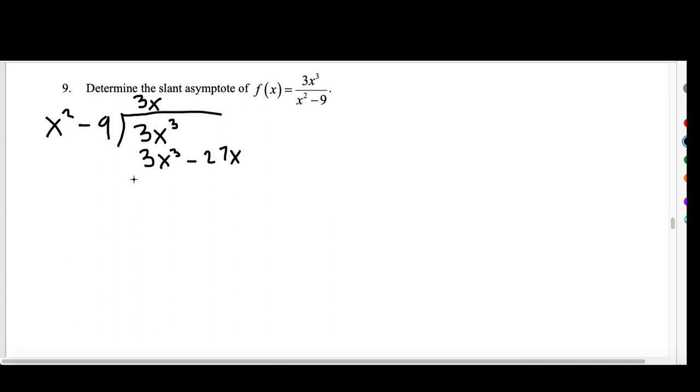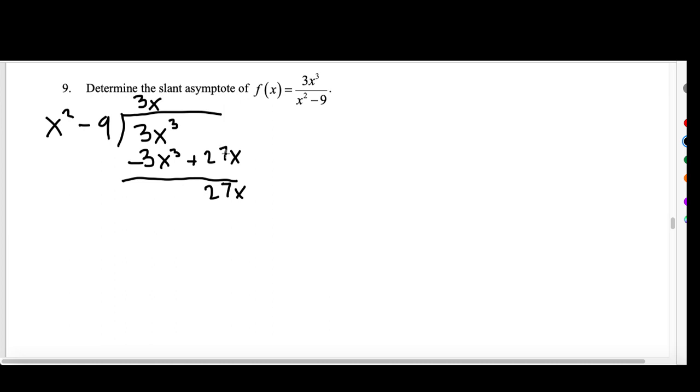And what I like to do is, so you're subtracting, right? But subtracting means adding the opposite, right? So that becomes a 0, and I just kind of bring down the 27x. So the 27x here is the remainder, okay?